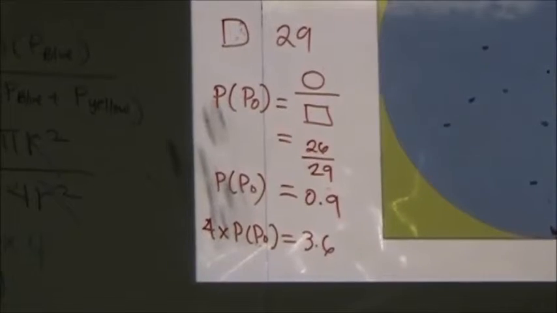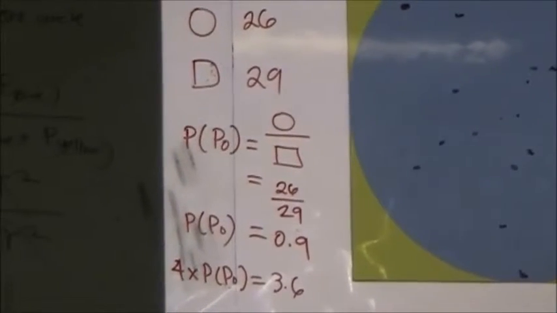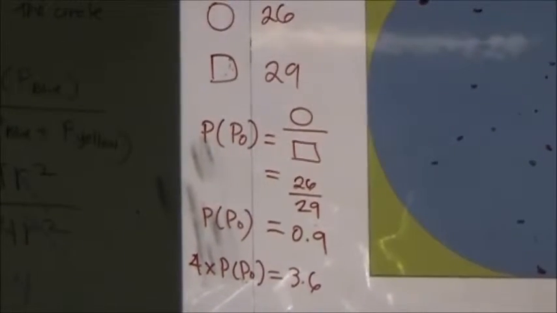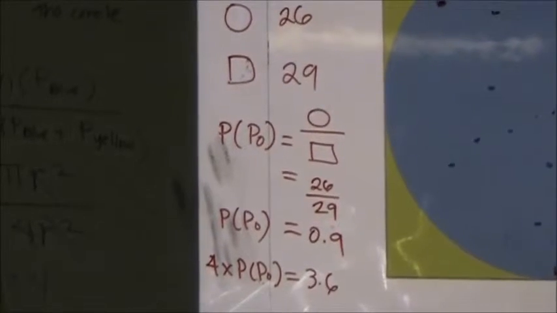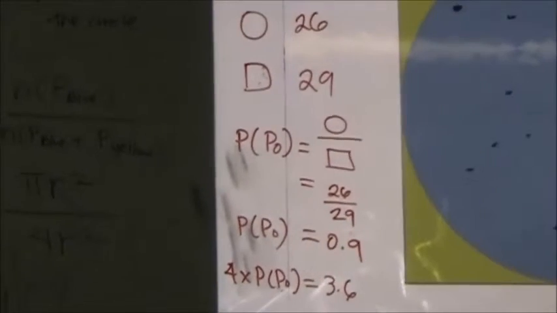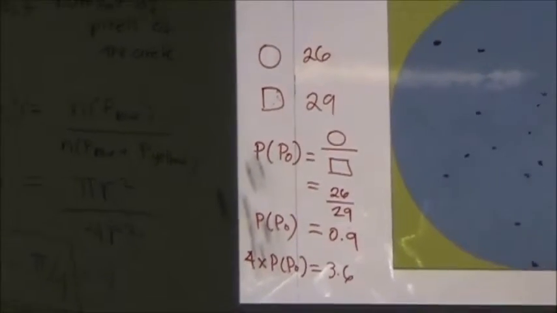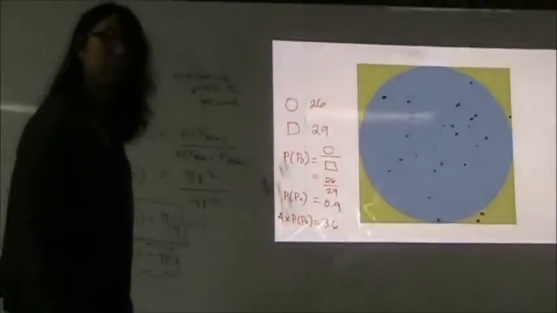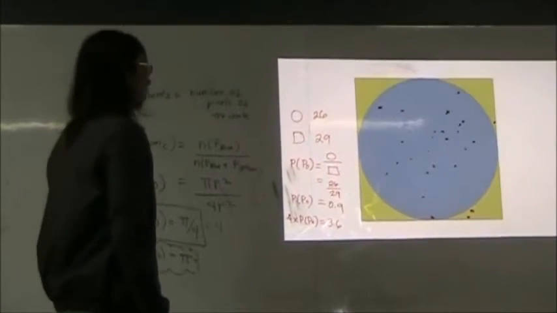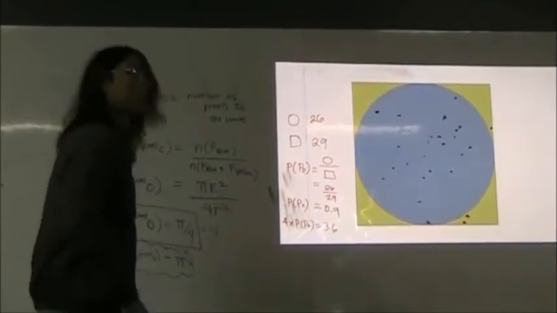Is that how the Egyptians or Greeks got pi? No. They didn't have any idea of probability. They do have, but it's not as complicated as this. What they did was use areas of triangles to get the value of pi. But for our case, we're going to use probability to get the value of pi.